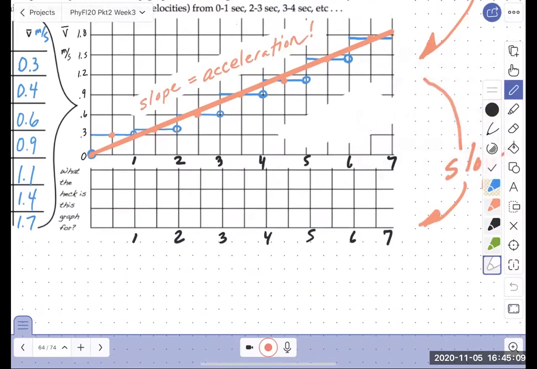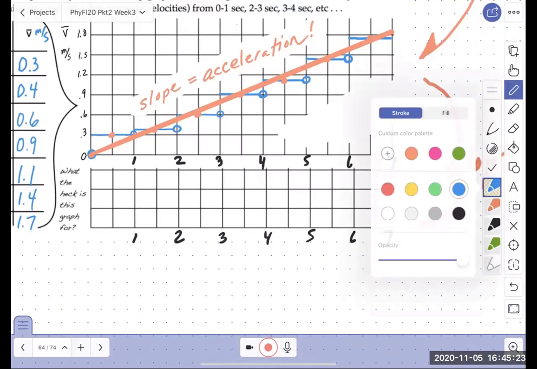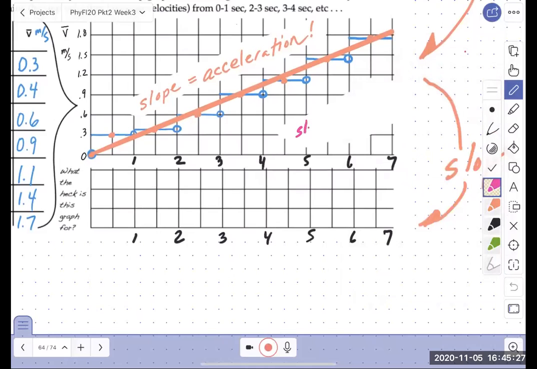Okay, so this slope is equal to 0.9, my rise, 0.9 meters per second, over 3.5 seconds. What's that? Calculator, what do you got? 0.26. So this slope equals 0.26. And the units are meters per second per second.